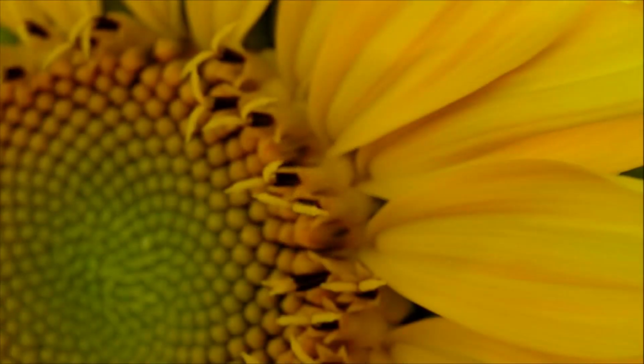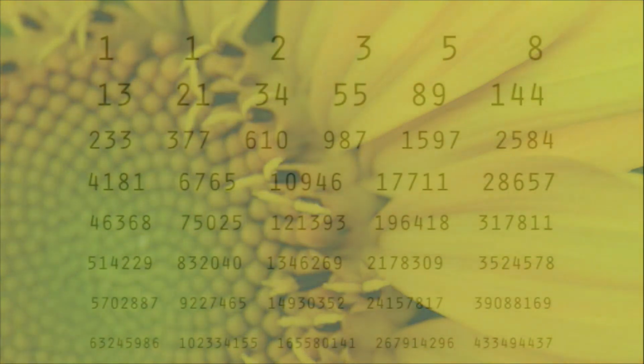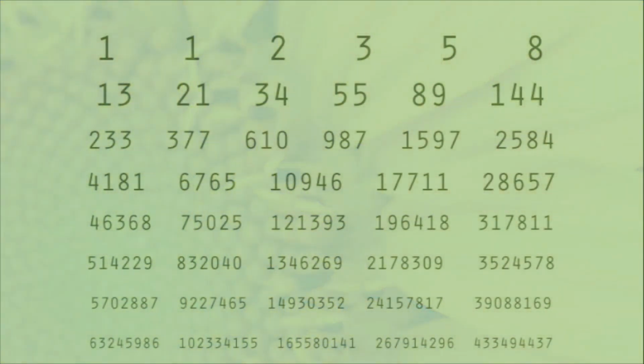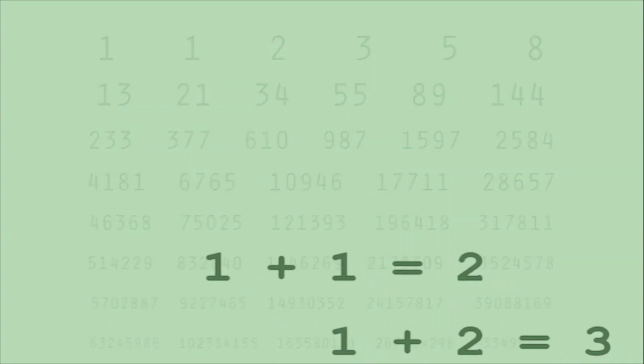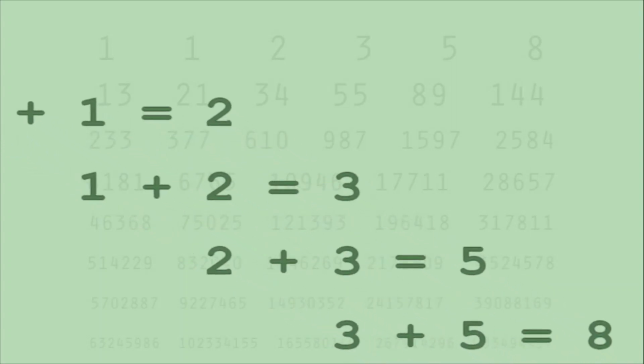As we look even closer, we can discern a fascinating mathematical relationship between this golden angle and a series of numbers called the Fibonacci sequence. In this progression, each number is determined by adding the previous two numbers together.